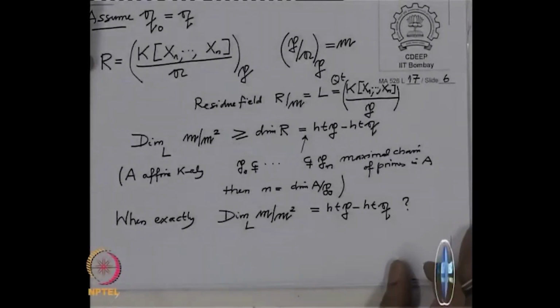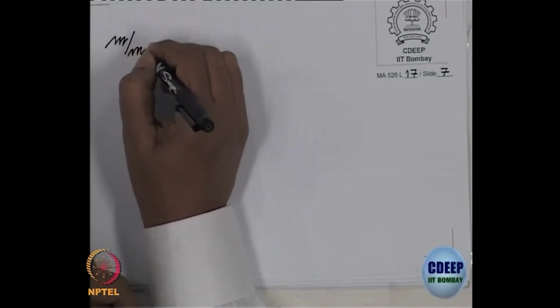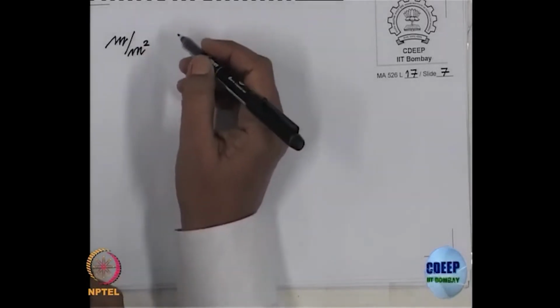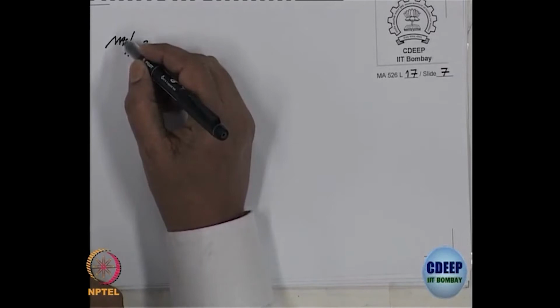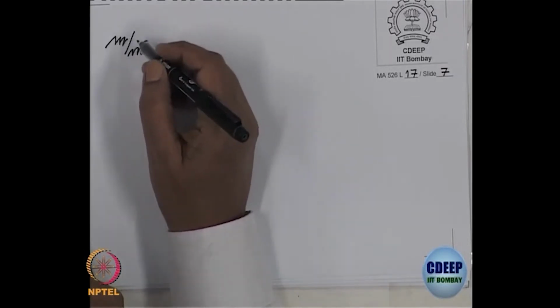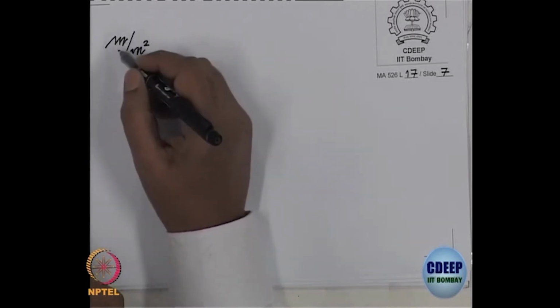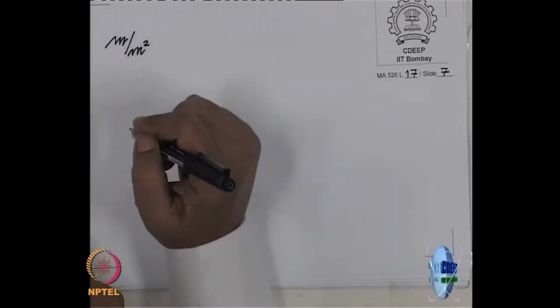Okay, all right. So, what is m by m square? That is what we have to understand. So, m by m square. This m is the image of P after localization, right? And this is m square. But remember, it is the image of P after localization not in a polynomial ring, but in a mod A.